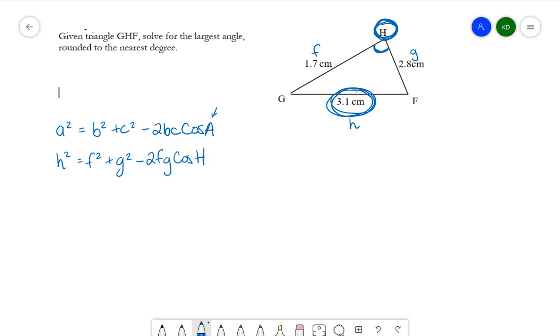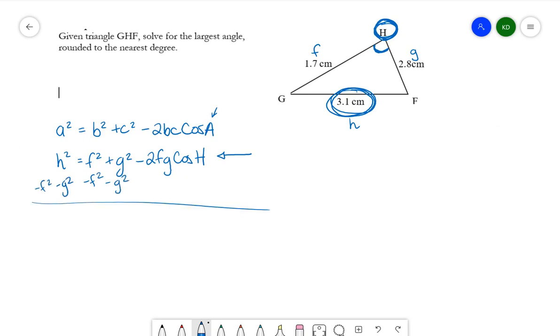And now what I have is this formula, but here's where it's a little bit different than our first example. I'm solving for an angle. I'm not solving for the side length. So I now need to manipulate this formula and get h by itself. So here's what I'm going to do. I'm going to subtract off f squared and g squared from both sides.